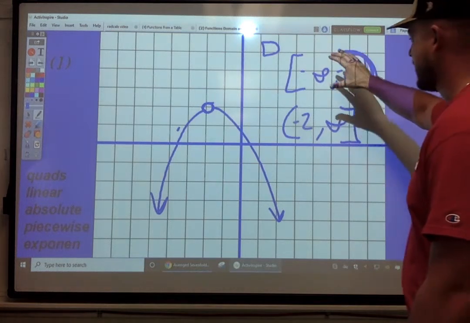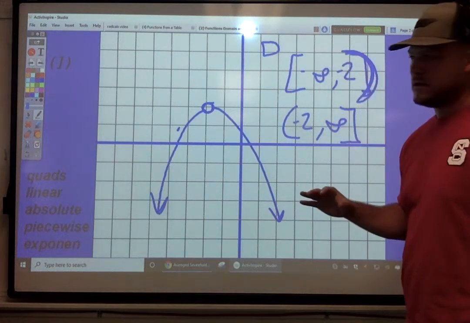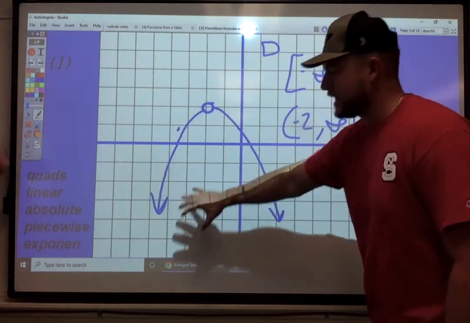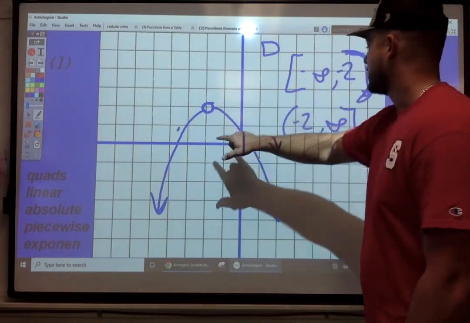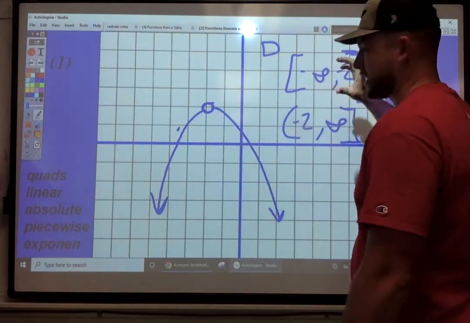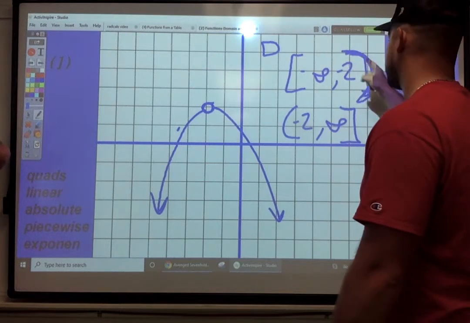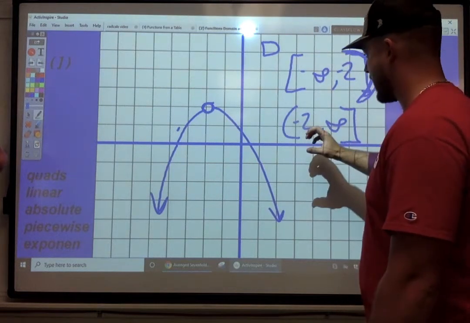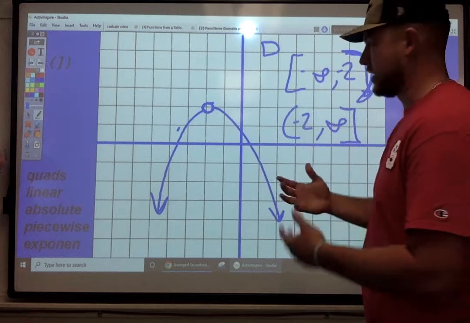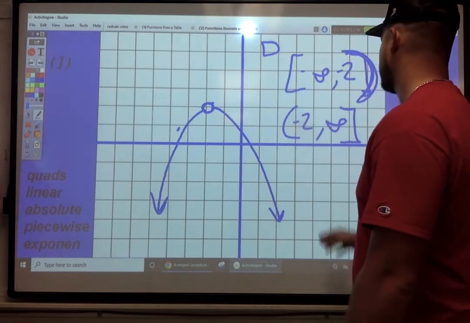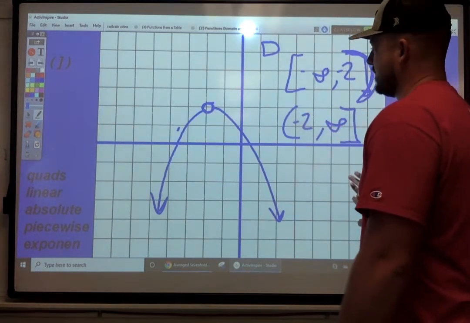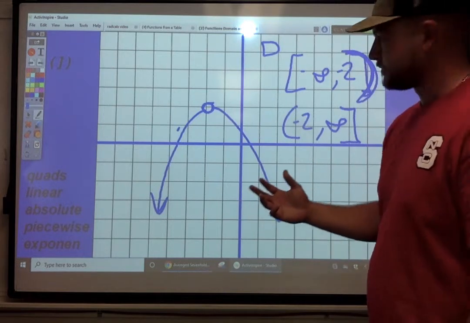So again, we've got two different parts here because it starts at negative infinity, it's included, goes to -2, there's a gap, so that means parentheses, it's not included. Then we pick back up to show the rest of our domain, starting at -2 all the way to positive infinity.